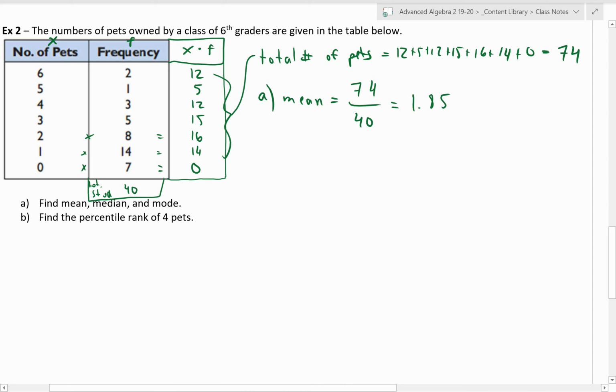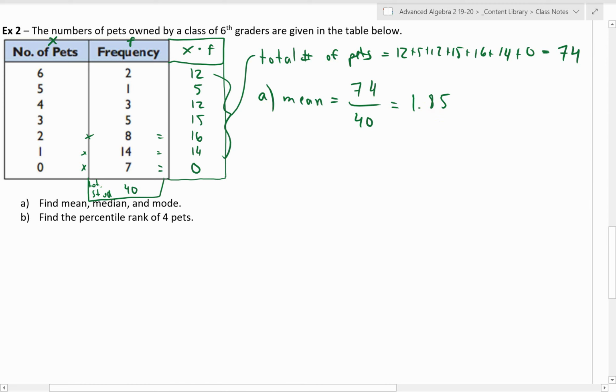So what we could say is the typical student in this class owns about 1.85 pets. That's what we mean by average. That's what mean really means, is what the typical value is. Now, granted, no student in the class owns 1.85 pets. There's no such thing as 0.85 of a pet. But that's still a meaningful number because it gives us a sense of about what the typical number of pets a student owns is. Obviously, in terms of real pets, probably that would make 2.